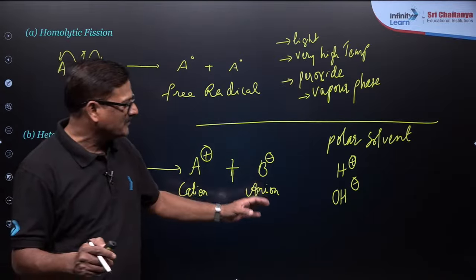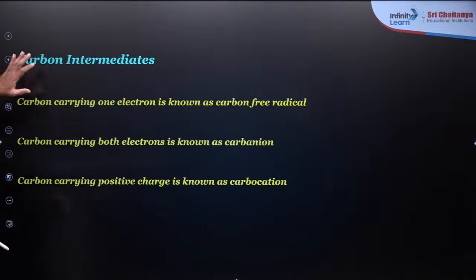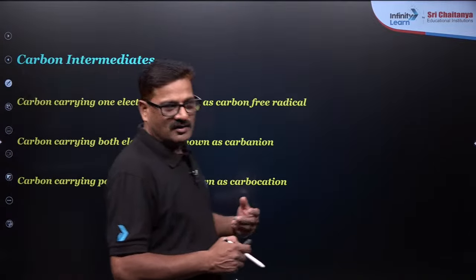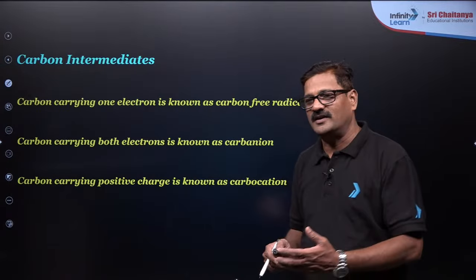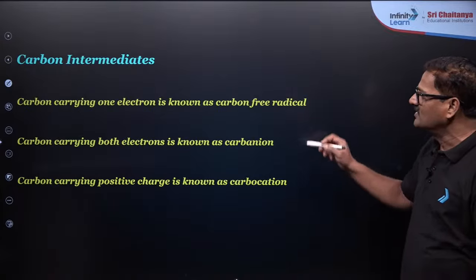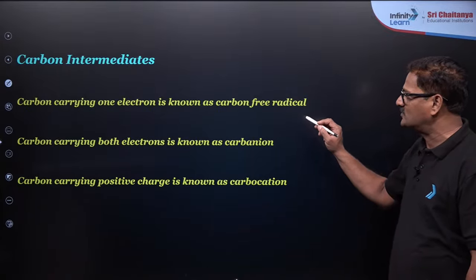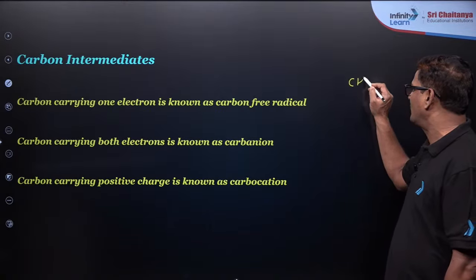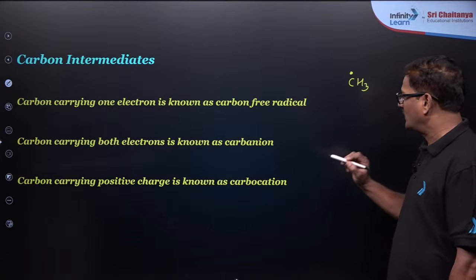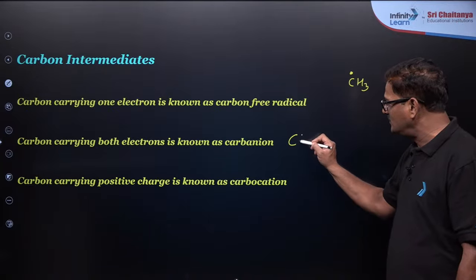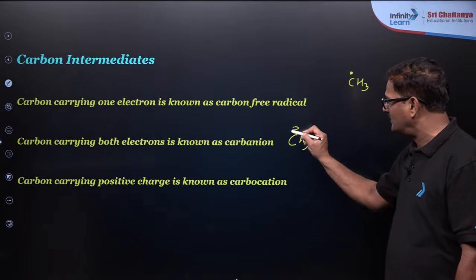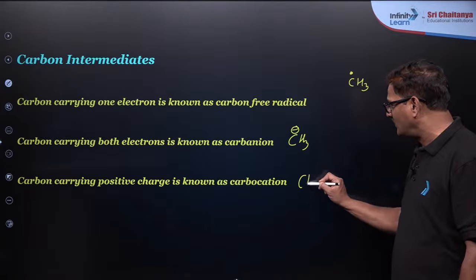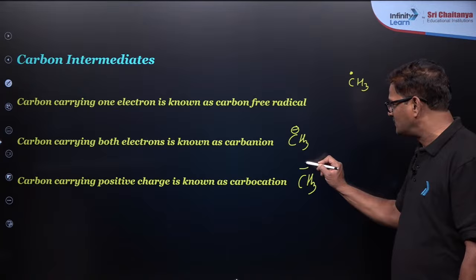And I want to say carbon intermediates. So you have various types of carbon intermediates. As per NEET, you will get: carbon carrying one electron is known as carbon free radical. So you can say carbanion, CH3 minus. And the carbocation, you can say CH3 plus.